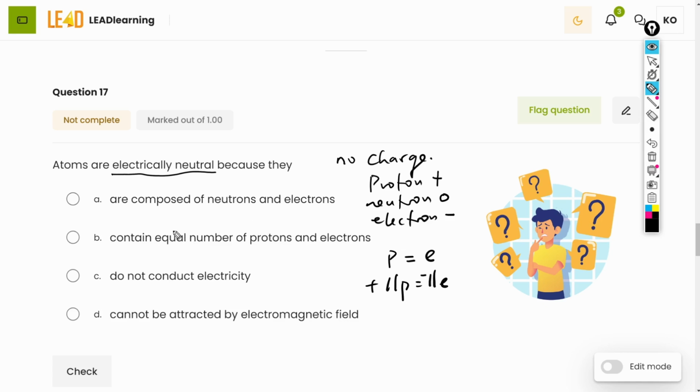So let's look at the options. A, they are composed of neutrons and electrons. Now neutrons, we just said, are neutral, so that disqualifies this option. B, contains equal number of protons and electrons. This agrees with our statement here, so this is our correct answer. So we will pick option B.